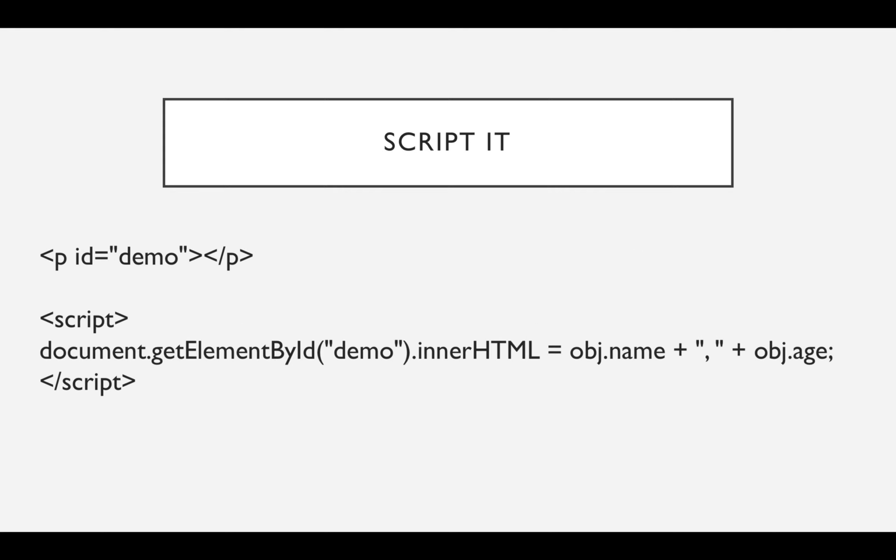So here's how you script it. It's pretty basic, just how we've been doing everything: you add your paragraph, and then you call the script with your script tags, document.getElementById. So nothing changes here. Demo, enter HTML. And then right here, you're going to put object, dot, and then the key name, so you'll call it. And this quotation and comma just separates the object name and the object age when they appear on your screen.